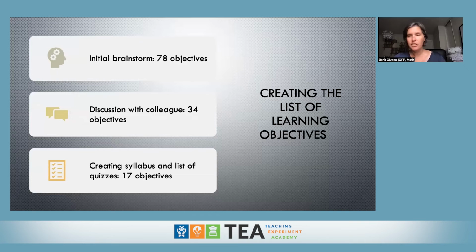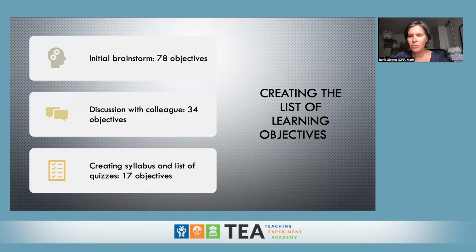So I started out just going through my notes from the previous time I taught the course and the book that I've used. And I just wrote down, without pausing, everything I could think of that I wanted my students to know. And it came out to 78 learning objectives or outcomes. And I thought, okay, great. Now I have my list.